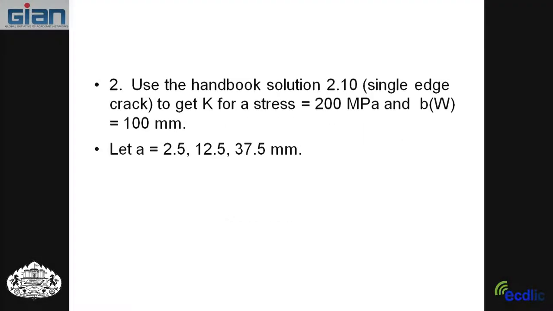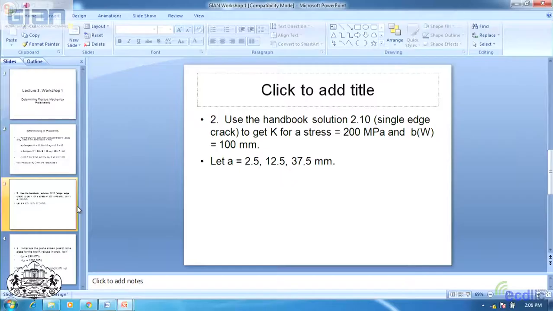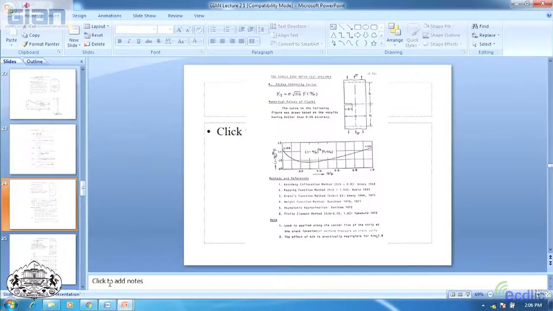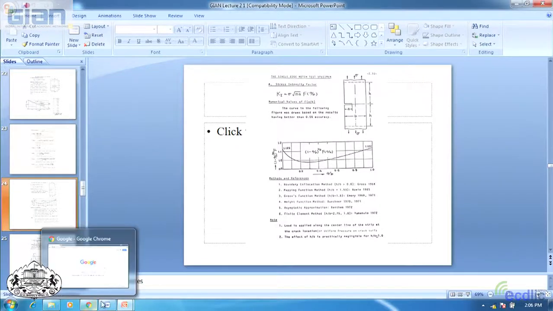Use this handout solution for the single edge crack to get K, given the stress of 200 MPa, a total width of 100 millimeters, and three different crack lengths. To do that, you need to use this slide, and that's a single edge notch. Now, three crack lengths. So let's look at the problem again and then work through it.